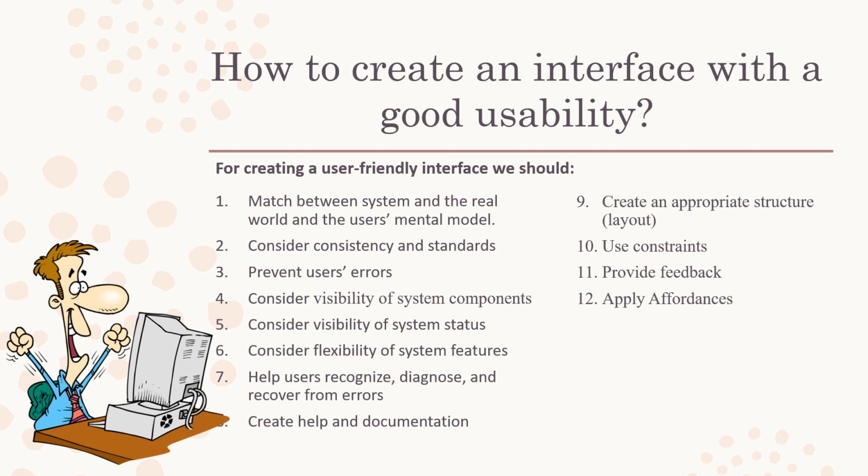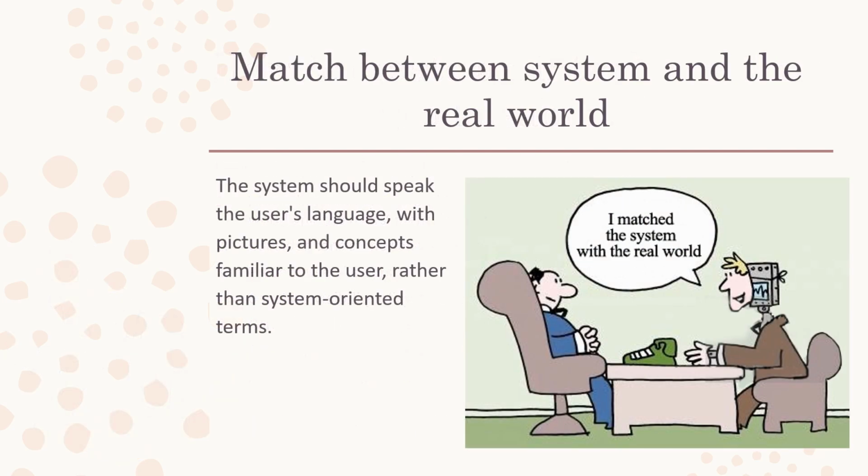Here you can see a list of user interface design principles that we should consider in order to increase the usability of our systems. The first design principle is match between system and the real world. This principle says that we should use real world names, object shapes, and present information in a logical order.